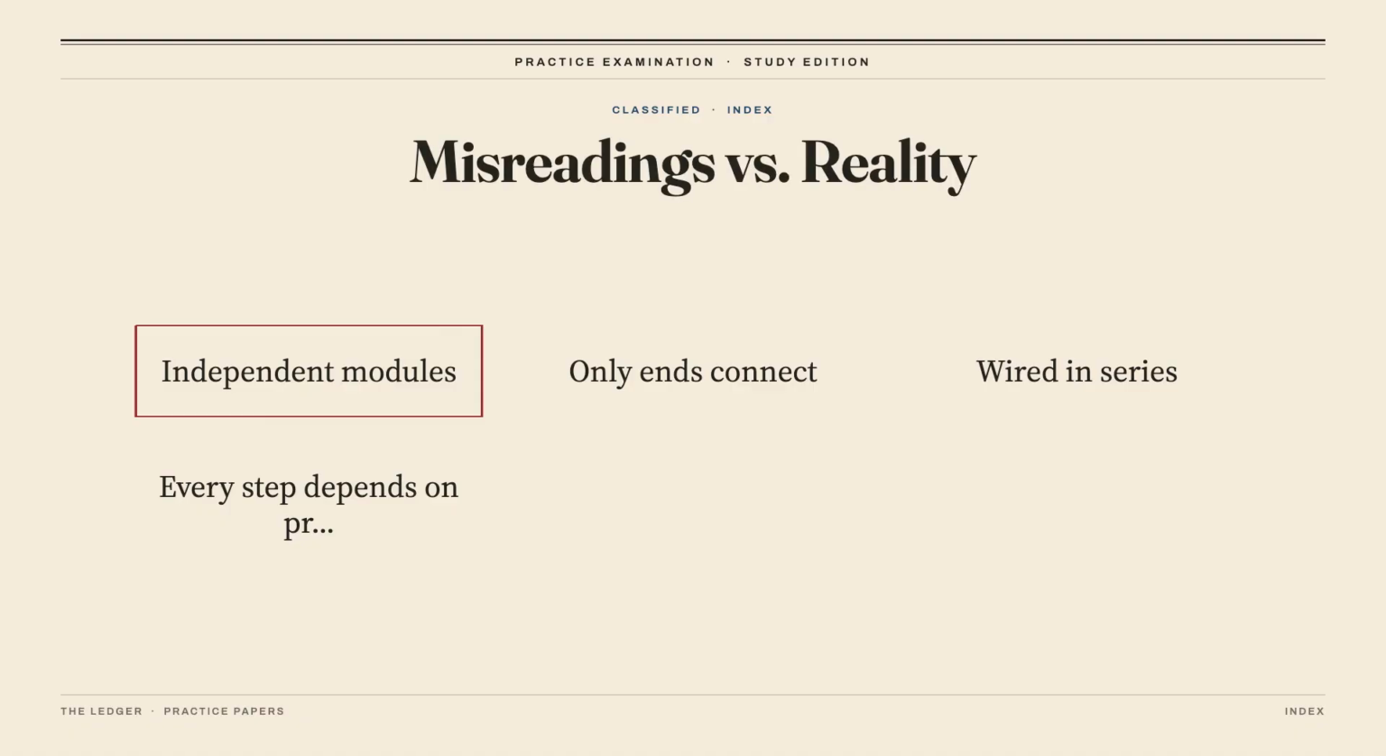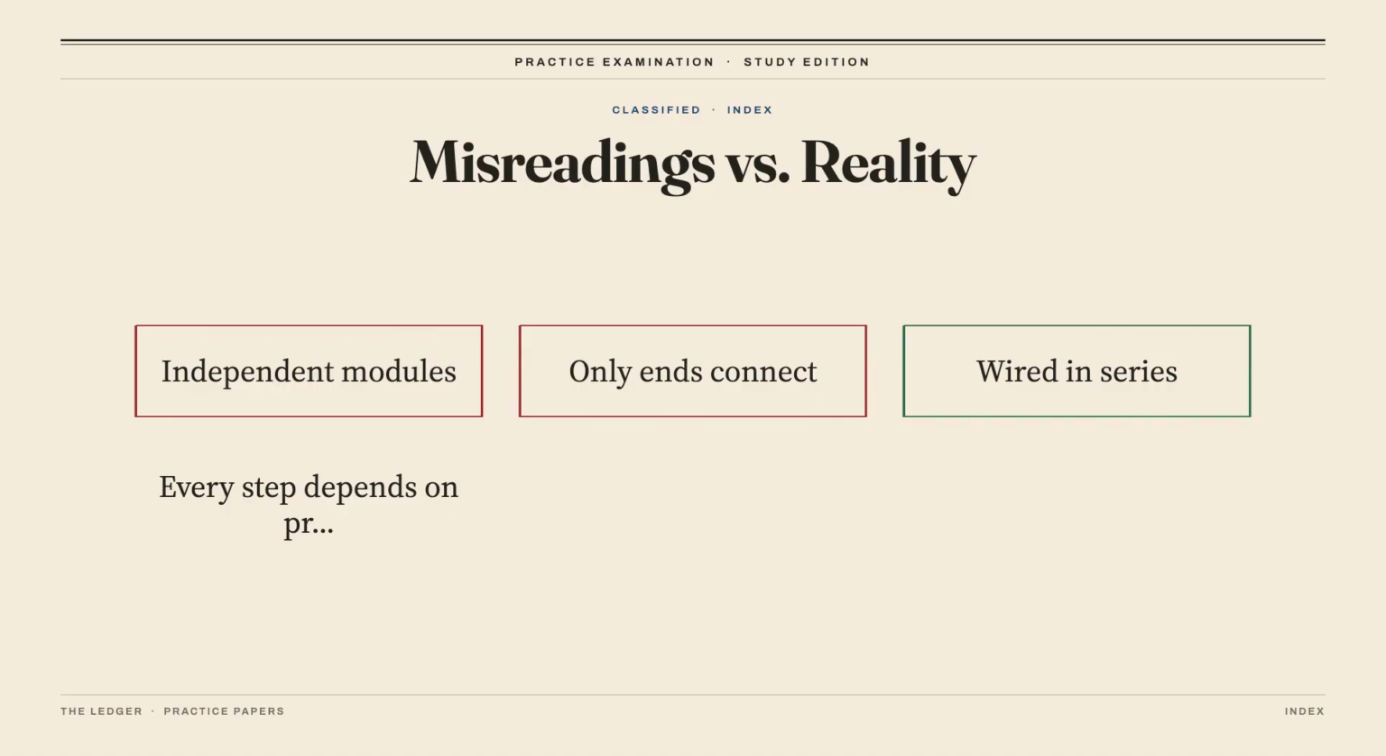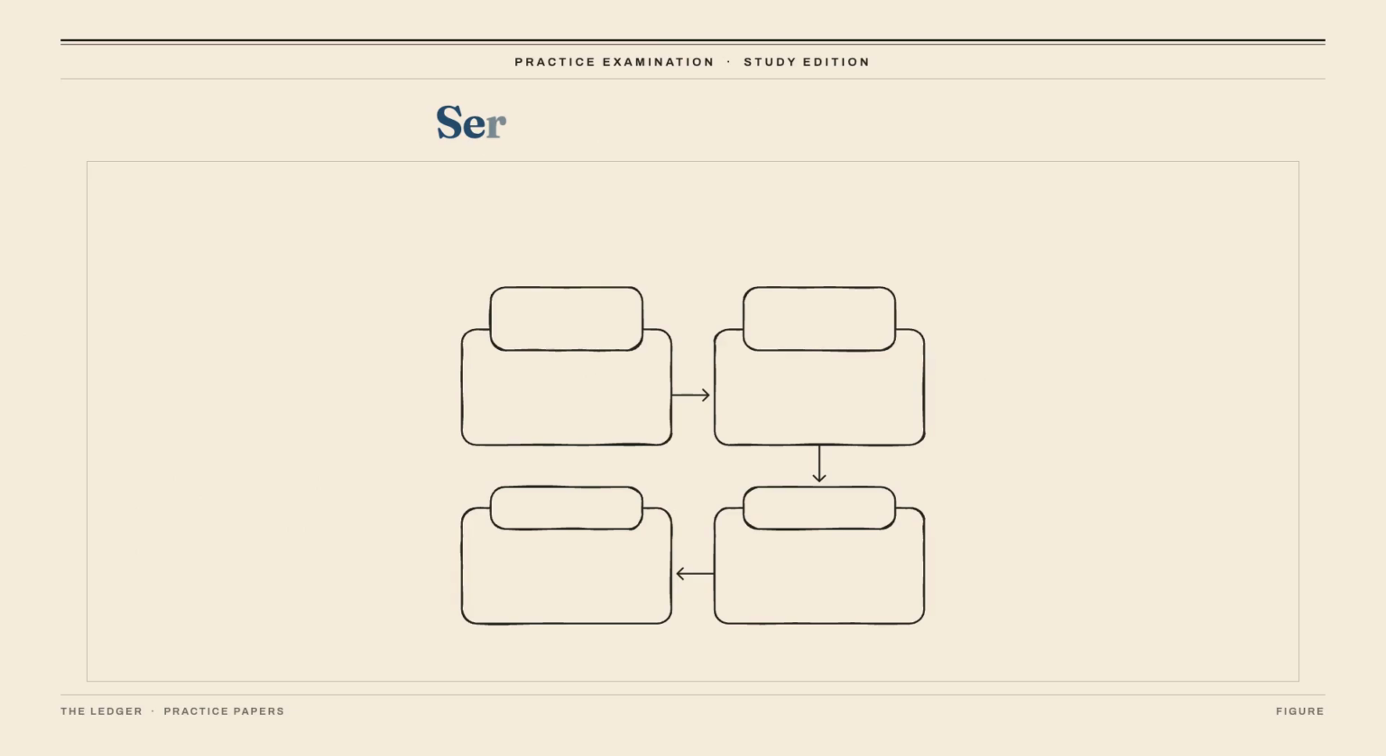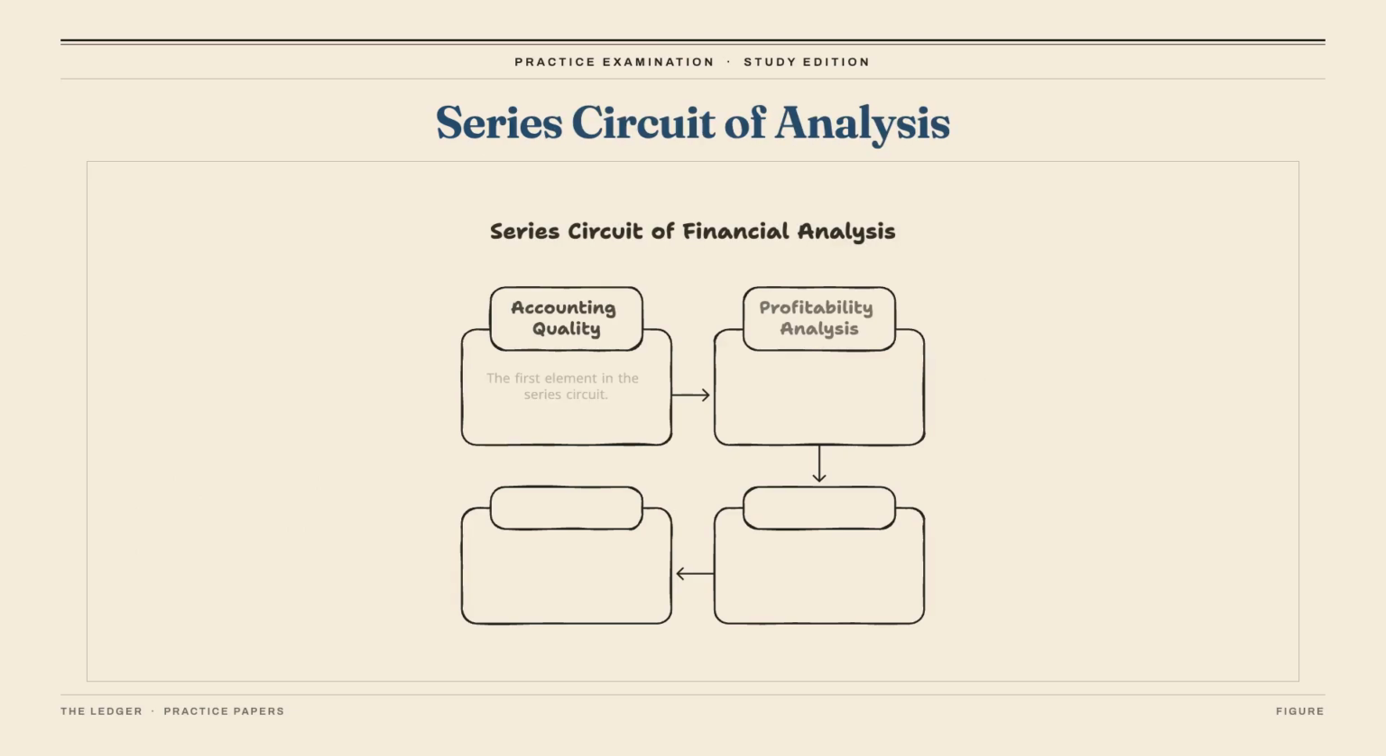2 weaker readings get this wrong. One treats the 6 steps as independent modules that never touch. Another lets only the first and last steps connect while the middle stands alone. Both miss the structure. The steps are wired in series from beginning to end with no isolated modules and no disconnected middle. Picture the framework as a series circuit rather than parallel switches.